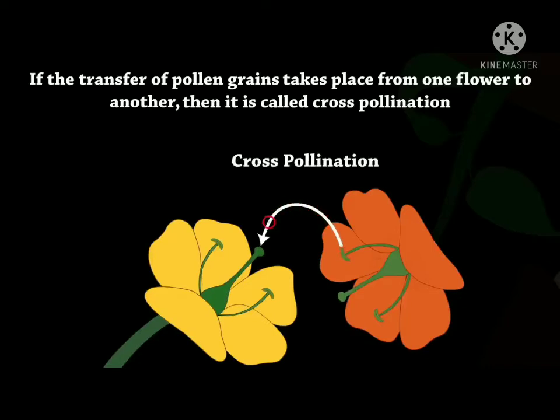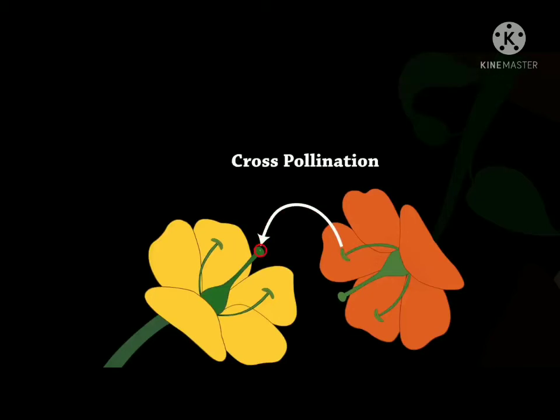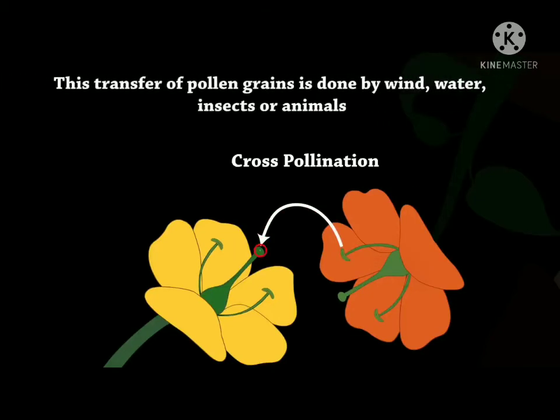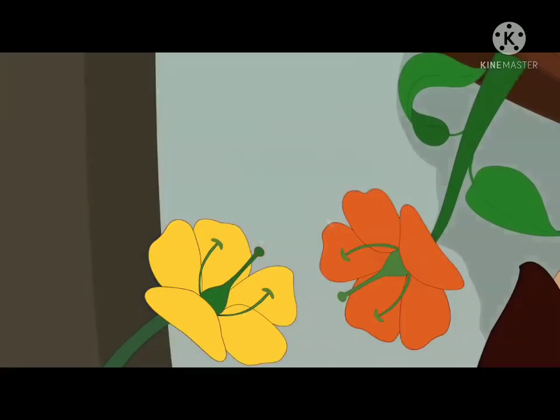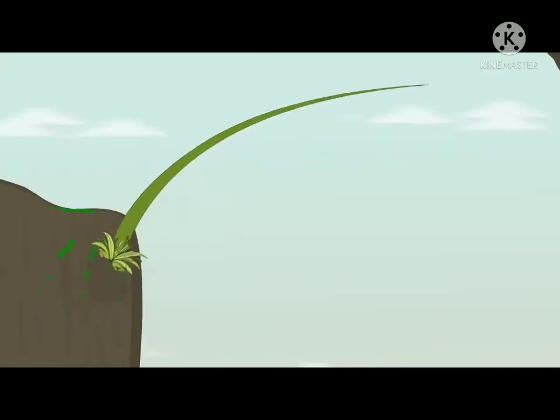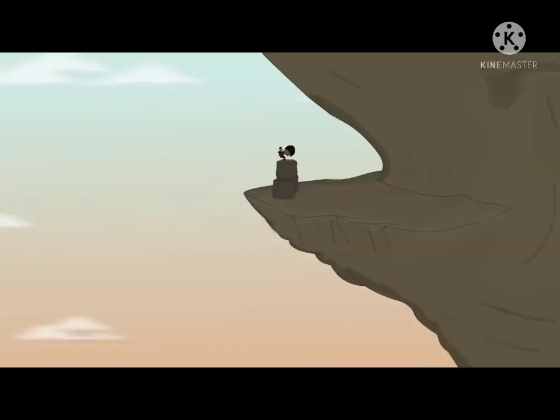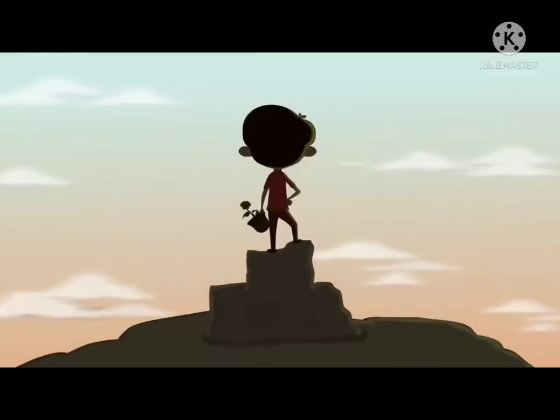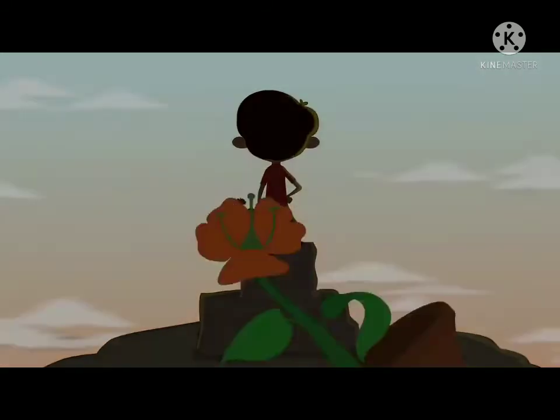This is the process that represents cross pollination. Cross means two different flowers are present, and this transfer can be done with the help of air, which is said to be wind pollination, with the help of water, or with the help of animals. Any type of agent can result in transfer of pollen grains from one flower to the other in cross pollination.